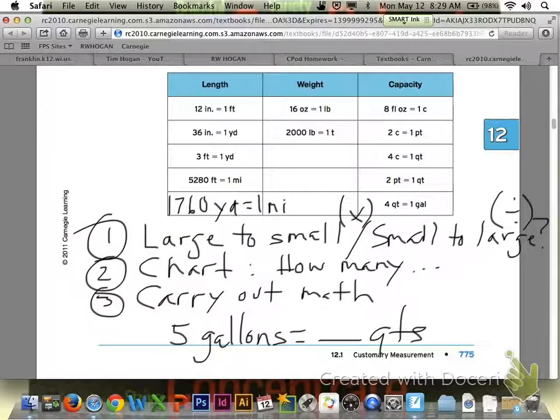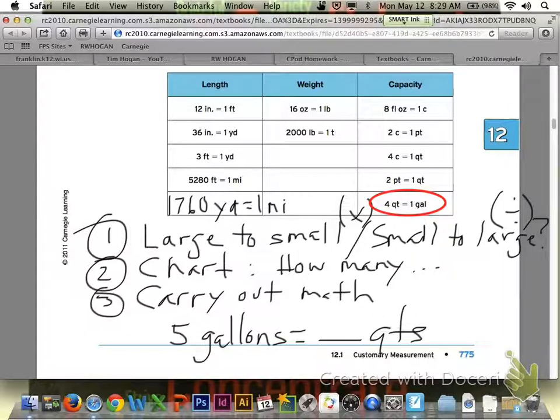If you take a look at number 1, the very first thing that you want to do is ask yourself if you're going from a large to a small unit of measure or a small to a large unit of measure. In the first example, we are going with 5 gallons, and we are trying to figure out how many quarts are in 5 gallons. If you look at your table, you can see that gallons is going to be the larger measure. There are 4 quarts in 1 gallon, so you know then that you are going to be multiplying 5 times 4. That's kind of step 2.